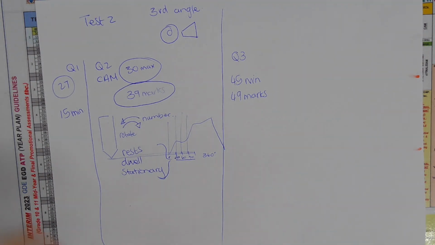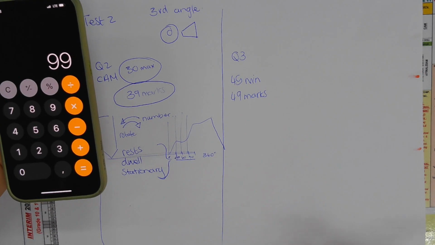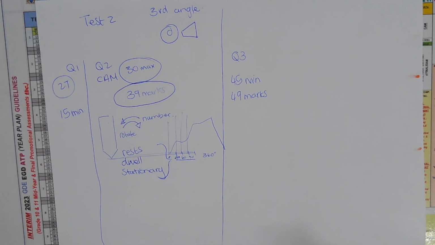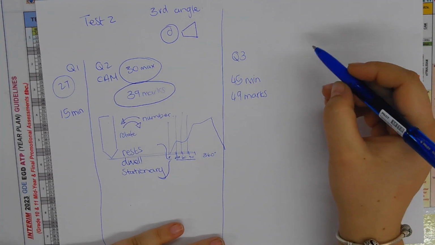So far we have used. We have 180 minutes in total for the test. We have used 15 minutes for question 1, 39 for question 2. Draw a nut and a bolt. Plus 45. So we are already on 100 minutes. There is 80 left, 81 to be exact. So that goes towards question 4.